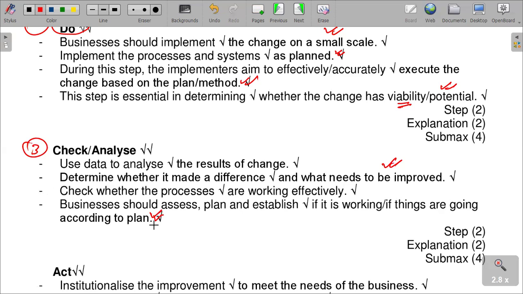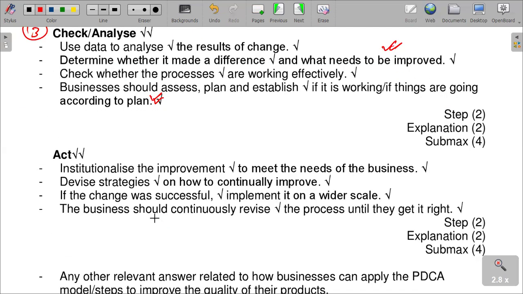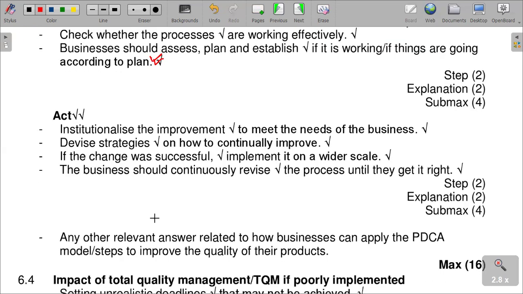Businesses must be able to plan, and they must know if everything is working according to the plan. And then we have the last part, the action or act. In terms of act, institutionalize the improvement. That is to say that it must be according to the organizational perspective to meet the needs of the business.